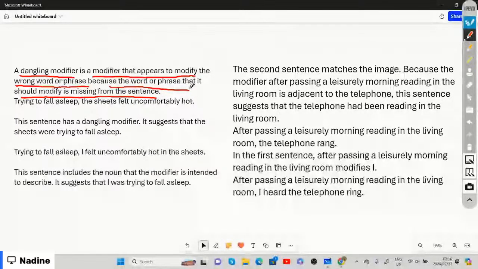And as an example of how we fix our dangling modifier, we can say, trying to fall asleep, I felt comfortably hot in the sheets. Now we know that the I suggests that I, as the person, was trying to fall asleep and not the sheets, because the sheets were too hot. And in this case, the sentence includes the noun that the modifier is intended to describe.